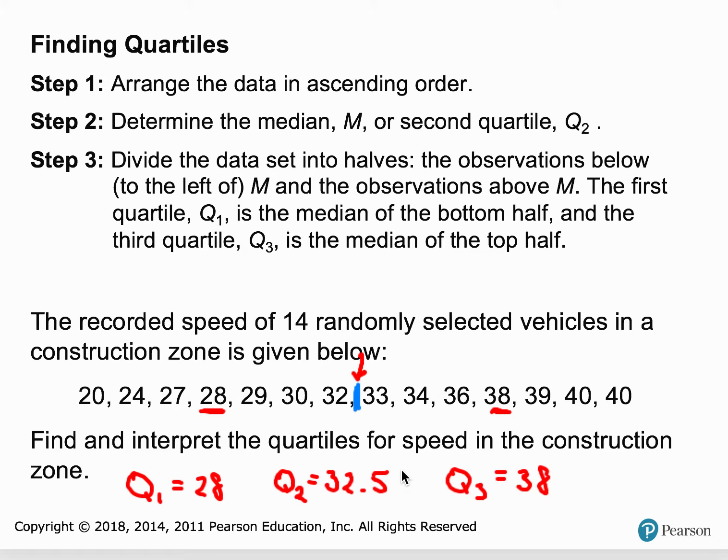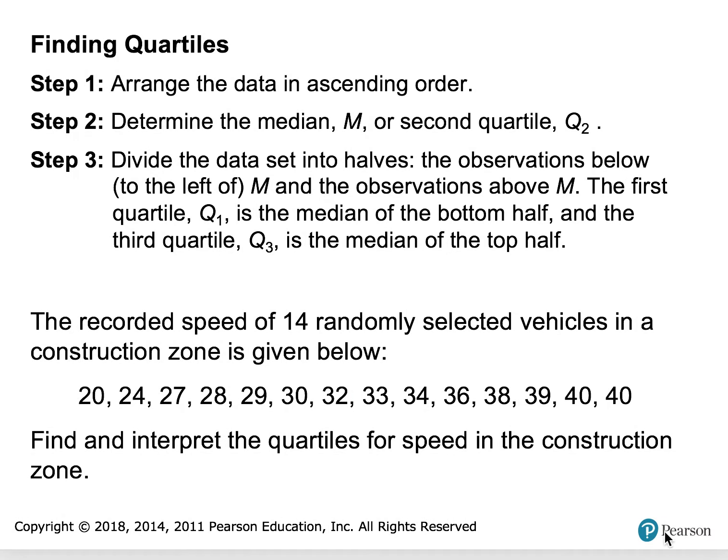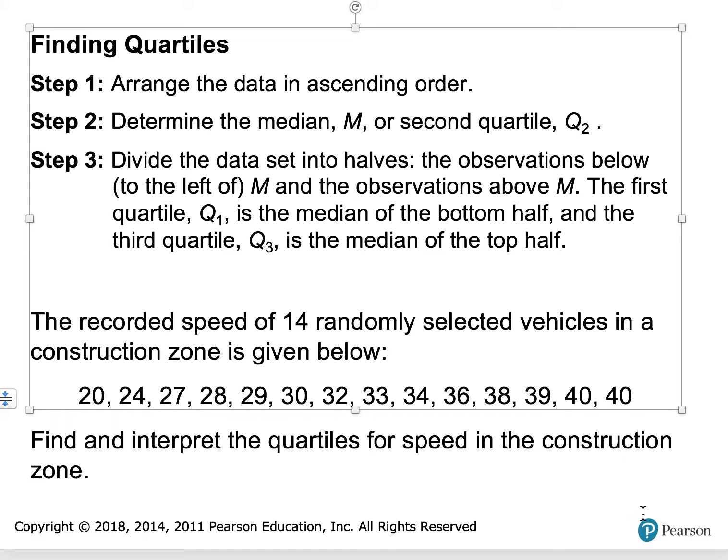The minimum value is 20. Q sub 1, in other words, the first quartile, is 28. The median, or Q sub 2, is 32.5. Q sub 3 is 38. So you can also do that on your calculator. But once again, we've probably already said that it's nice to physically see it before we just start plugging in and only using our calculator.